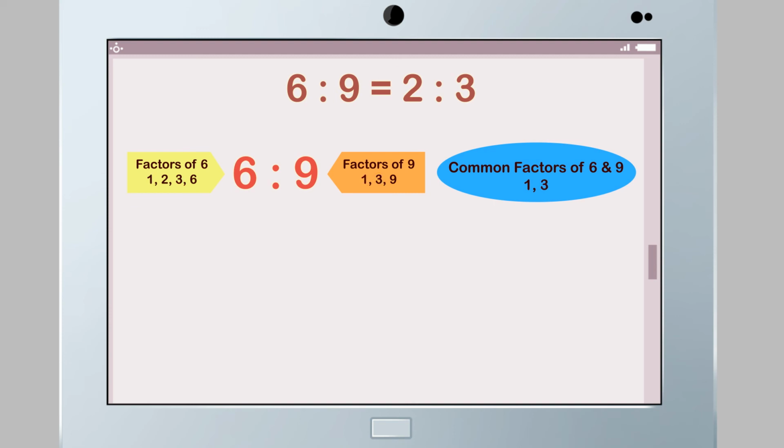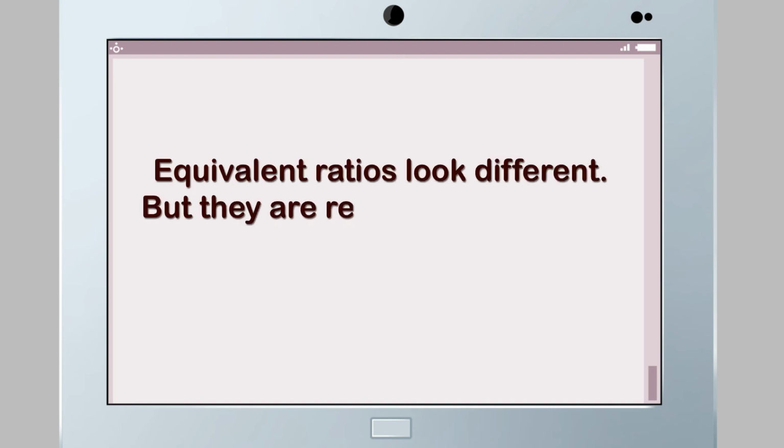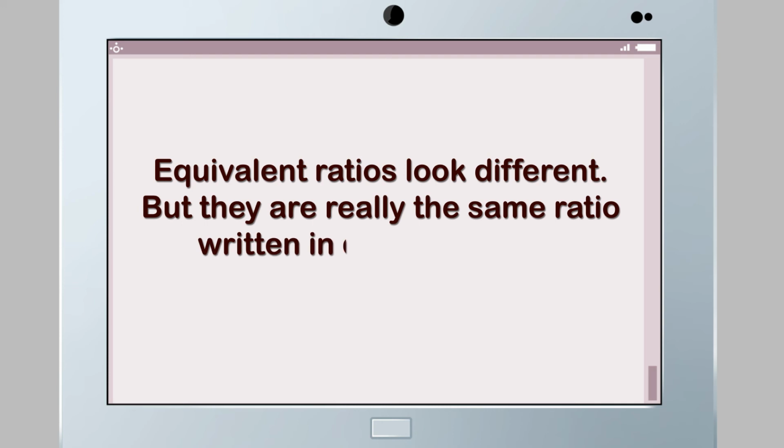We can take any common factor except 1. If we take 3 and divide the terms by the number 3, we will get the ratio 2 to 3. So 6 to 9 is equivalent to 2 to 3. To conclude, equivalent ratios look different, but they are really the same ratio written in different ways.